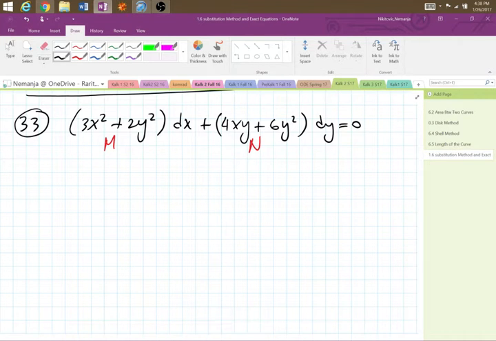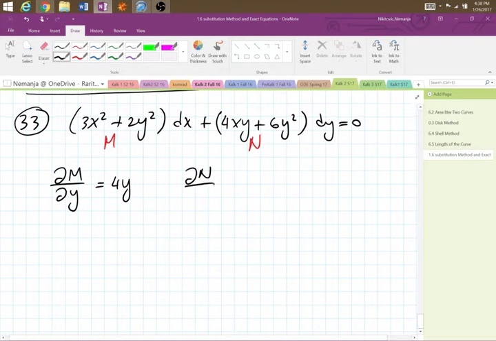So first of all, I need to check the exactness condition. If the equation is not exact, we can't do the procedure. So the partial of M with respect to y is just 4y, right? And the partial of N with respect to x is 4y. So it passes the condition.